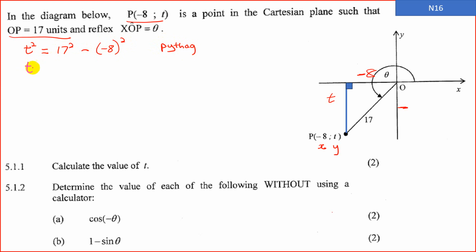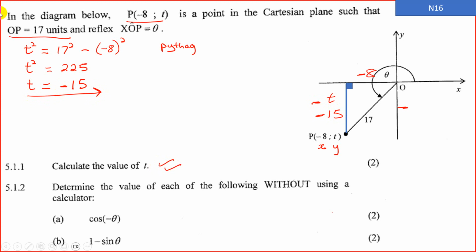You can use your calculator to work out 17 squared minus 8 squared, and that should give you 225. Then to find t, we find the root of 225, which gives us 15. But remember, I said t has to be negative because we are sitting in the third quadrant. There we have our value of t to be negative 15. We can put that into our diagram, negative 15, and there's our first answer, giving us 2 marks.